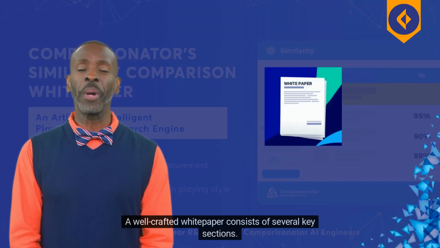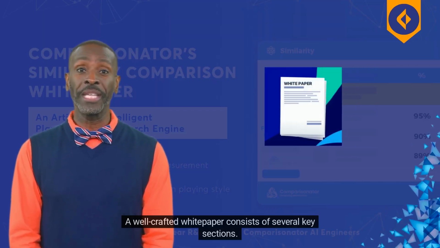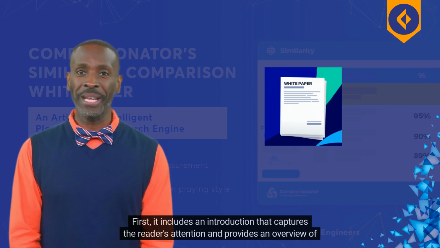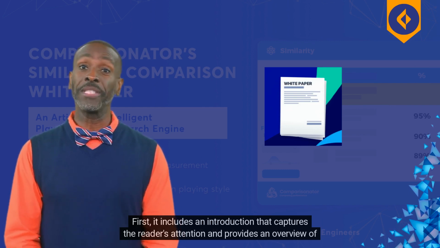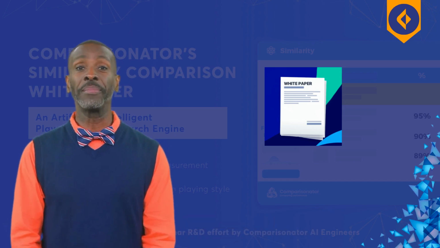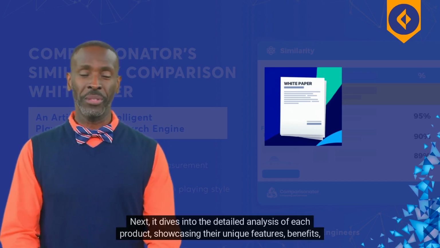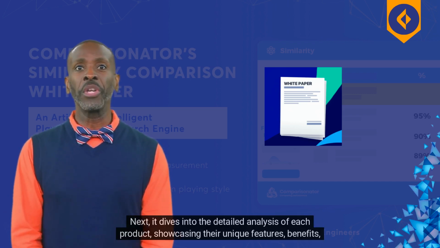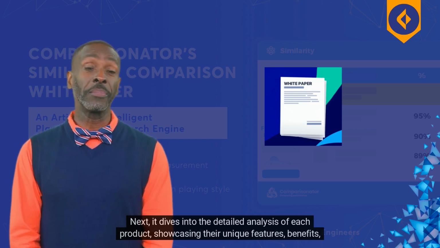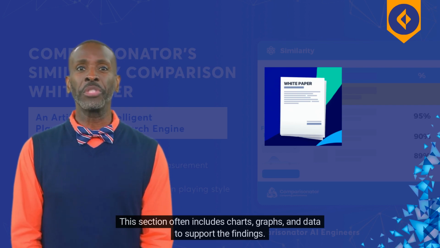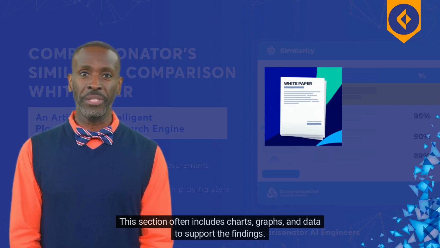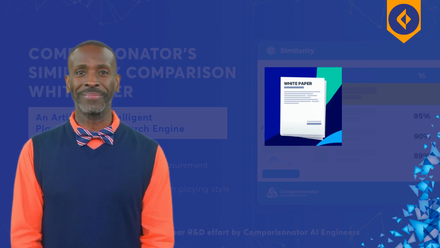A well-crafted white paper consists of several key sections. First, it includes an introduction that captures the reader's attention and provides an overview of the comparison. Next, it dives into the detailed analysis of each product, showcasing their unique features, benefits, and limitations. This section often includes charts, graphs, and data to support the findings.